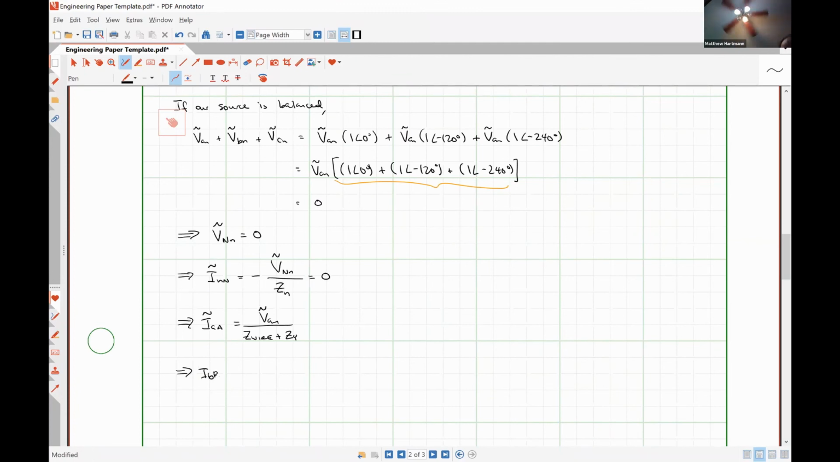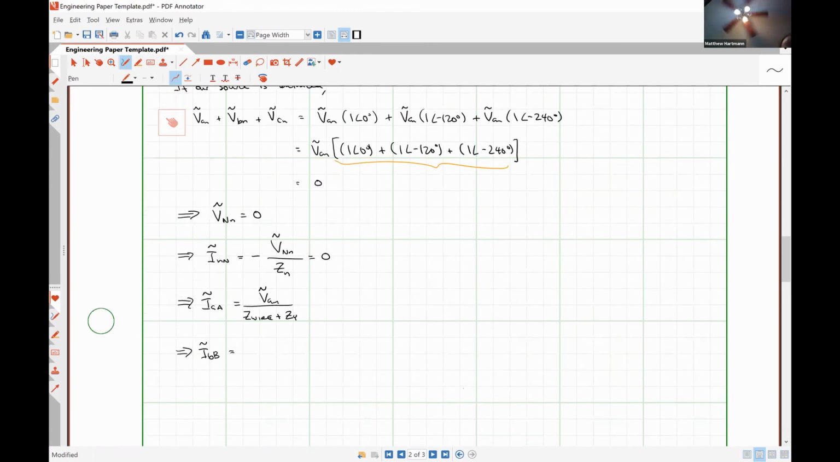We could see that IBB, our line current through the B phase of our transmission line, is VBN divided by Z wire plus ZY, which is simply VAN times 1 angle minus 120 degrees divided by Z wire plus ZY.